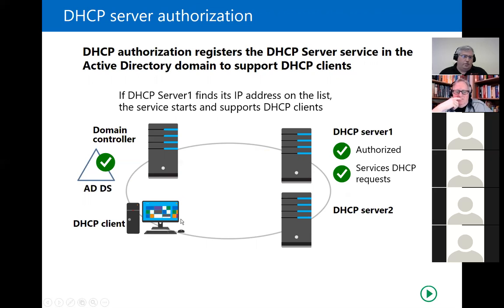Okay, makes sense. So basically, the domain controller is saying, "Are you a DHCP server that is allowed to be on a network?" And they said yes, and then of course everything gets authorized from there.